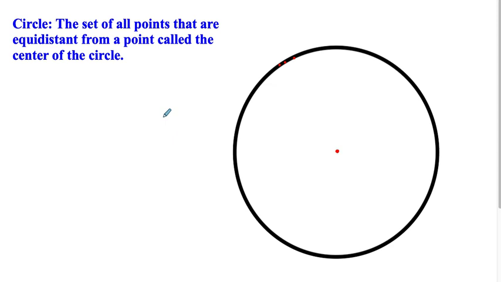Now when we're naming circles, typically what we'll do is we'll do a little symbol that looks like a circle, kind of like when we do with a triangle, right? And then we'll do whatever the letter is that represents the center of the circle. So in this case we'd say circle P, and that would mean P is the center of that circle. Okay?